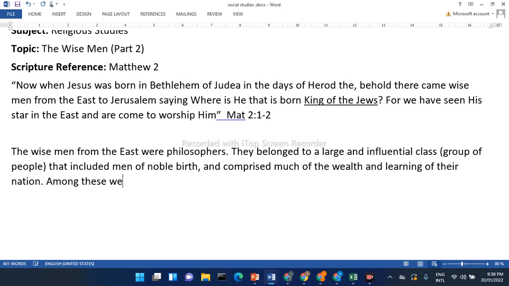So among these were many who imposed on the credulity of people. Sorry, let's spell that correctly. Credulity. So credulity is spelled CREDULITY.